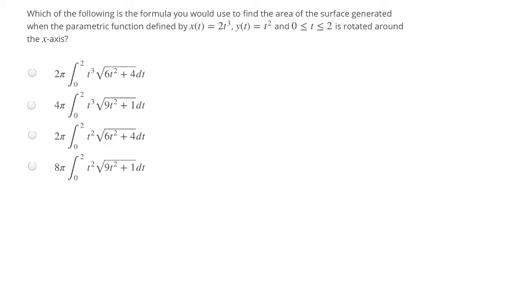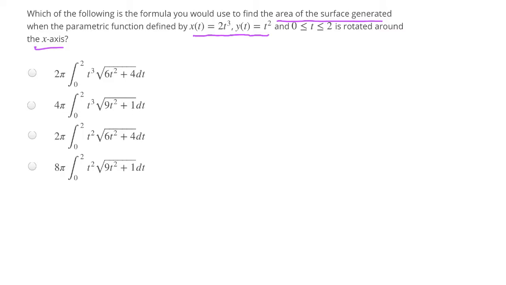Greetings, everybody. So in this problem, what we're asked to do is to find the surface area of a surface generated by rotating the function given by the parametric curve x of t is equal to 2t cubed and y of t is equal to t squared over the interval with t going from 0 to 2, and we want to rotate this around the x-axis.